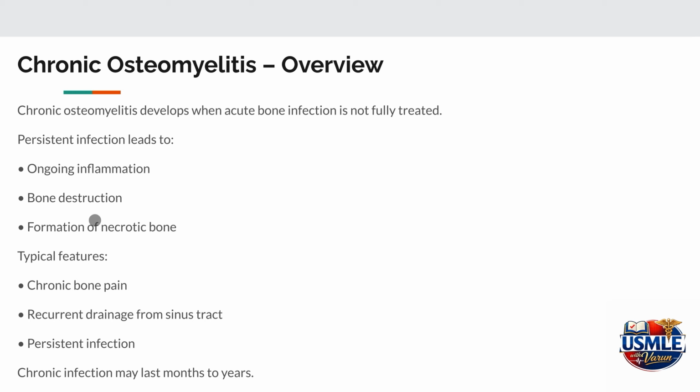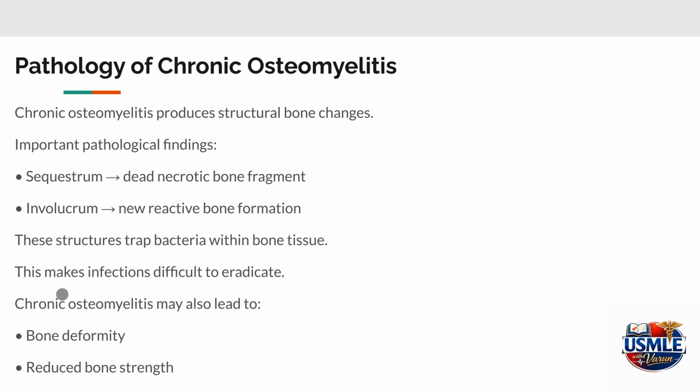When acute osteomyelitis is not fully treated, the infection might progress to chronic osteomyelitis. In chronic infection, inflammation persists for a long time and leads to progressive destruction of the bone. So patients may develop chronic bone pain, persistent infection, and sometimes drainage through the sinus tracts that extend from the bone to the surface of the skin. Because necrotic bone fragments trap bacteria, chronic osteomyelitis can be very difficult to eradicate completely.